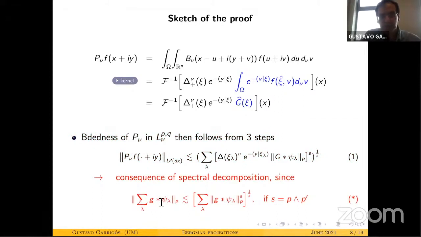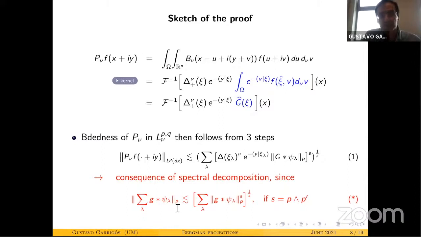I will have a sum, so this is the partition of unity acting on my function g, which is more or less this object, and then I want to use an inequality to exploit as much as possible the orthogonality of this partition of unity. Okay, so this is the key inequality. The better power s that you can put here will give you better results at the end of the day. So how are you going to use this one?